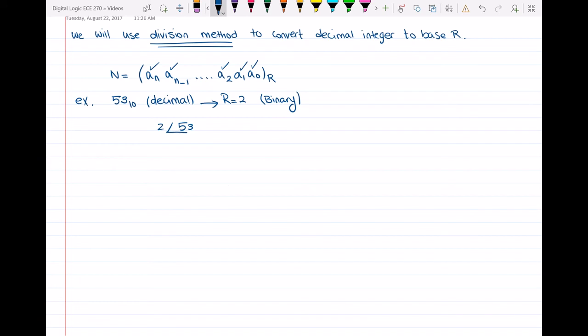We're going to divide this number continuously by 2 until we don't have any other numbers that can be divided by 2. So you'll see how this will work. This will give me 26. The remainder for this division is equal to 1. So that 1 is my A0.